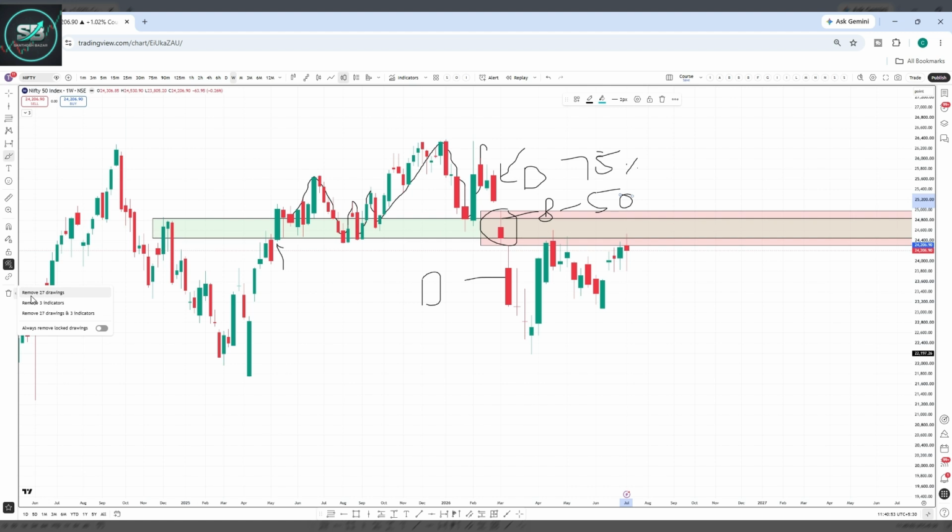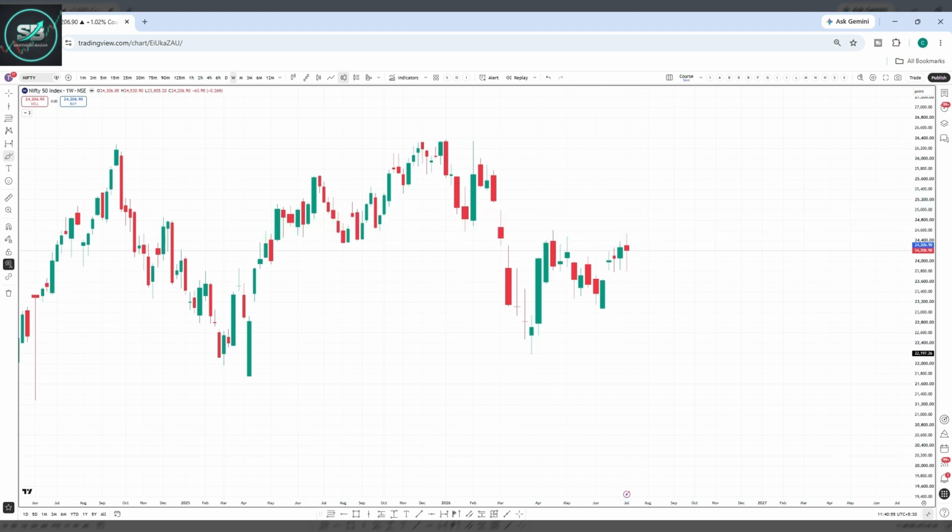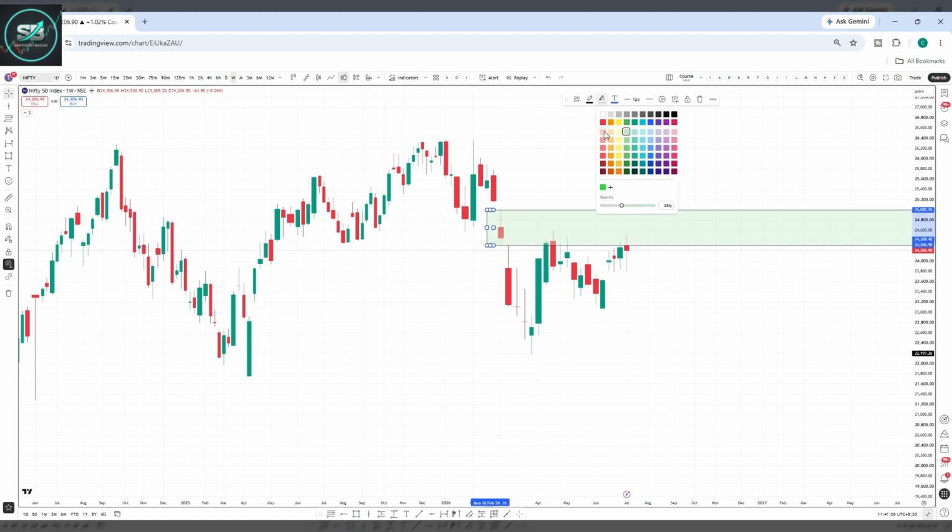Now this supply zone in Nifty is acting as a resistance till now. You can mark this supply zone in Nifty on your charts as well, which is the 2nd March candle. The 2nd March weekly candle is a supply candle in Nifty. This is a supply zone.